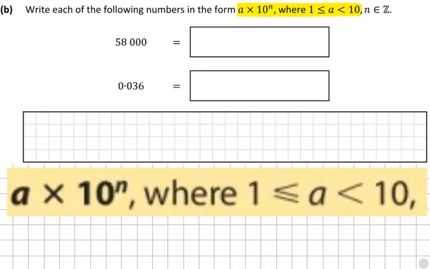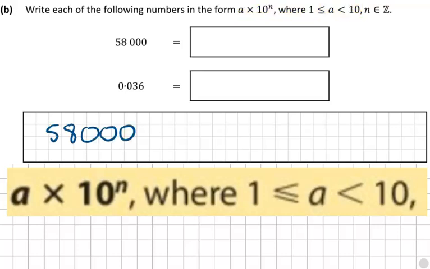The important thing to note from the question is what I've highlighted here in yellow, which comes from the yellow box from our previous page, from our notes. This is what you're going to see in the question, and this is what they mean by standard form. They won't say the word standard form or scientific notation. This is what they will say, but they mean standard form.